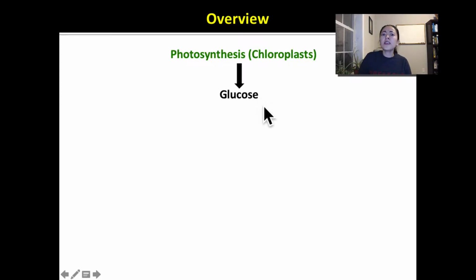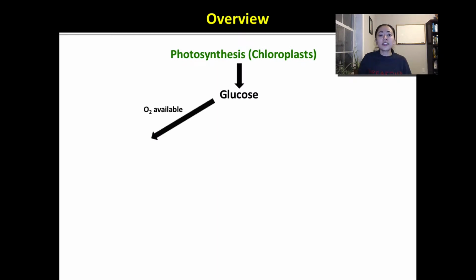Now, the interesting thing about glucose is that it's really good at storing a lot of energy, but our cells cannot use that energy directly. So in order to use the energy stored in glucose, our cells must convert glucose into another form of chemical energy called ATP. So ATP is necessary for a cell to actually do things.